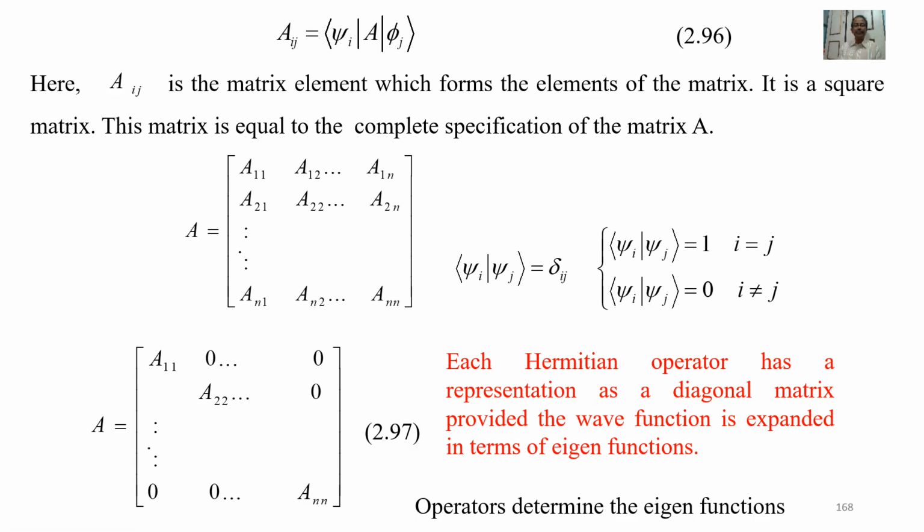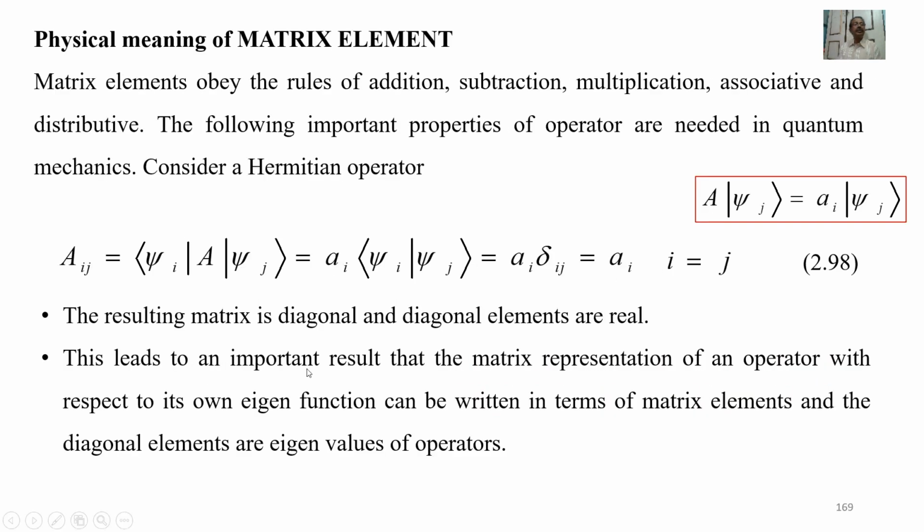So each Hermitian operator has a matrix representation as a diagonal matrix, provided the wave function is expanded in terms of eigenfunctions. So operators determine the eigenfunctions. Physical meaning of matrix element: matrix elements obey the rules of addition, subtraction, multiplication, associativity, and distributivity. The following important properties of operators are needed in quantum mechanics. Consider a Hermitian operator. In quantum mechanics, operators are Hermitian because they give real values.